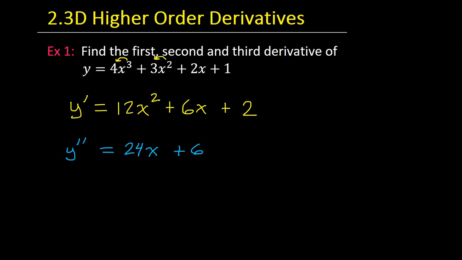Now for the third derivative, which we will denote y triple prime, you get the third derivative by taking the derivative of the second derivative. So starting with the derivative of 24x, that's just going to be 24. And again, the derivative of a constant is 0, so we write nothing. So here we have the first derivative, the second derivative, and the third derivative of the original function y.